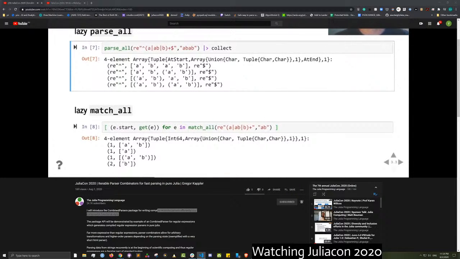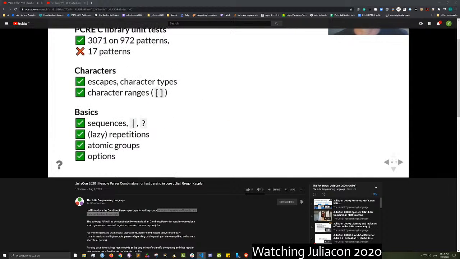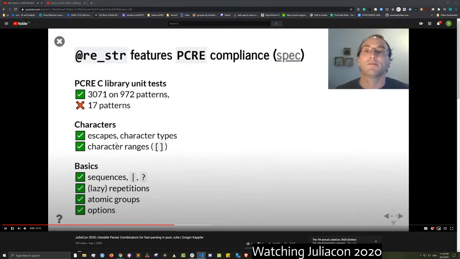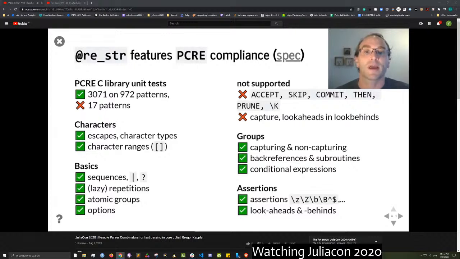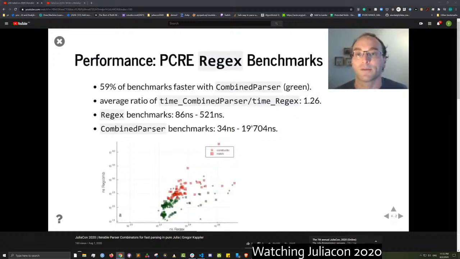Julia's iterate API lazily parses with backtracking combinatorics if a parsing is not unique. Similarly, all matches in a string can be iterated. The RE string macro features PCRE compliance. Tested with the PCRE-C library unit tests, the package is succeeding in over 3,000 tests on nearly 1,000 regular expressions. Failing cases are discussed in the manual. Features include basics, atomic and capturing groups, back references and subroutines, conditionals, and lookarounds.